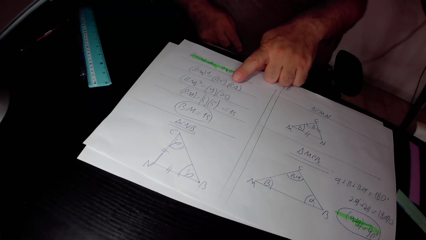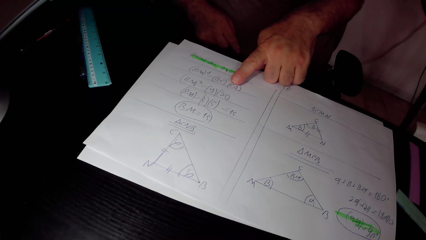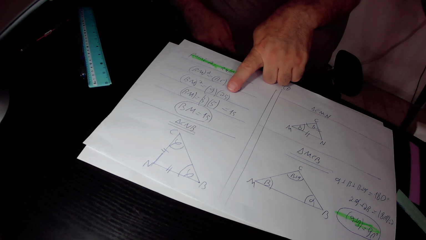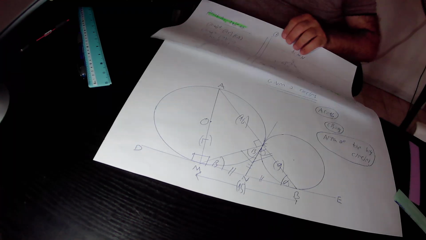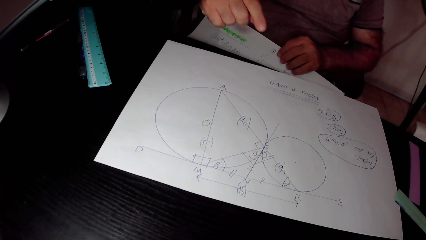So in total we find that BM squared equals 9 times 25. Here we took a root of this equation and found that BM equals the square root of 9, that is 3, times the square root of 25, that is 5. So in total BM equals 3 times 5, that is 15. We find that the length of this tangent BM is 15 units.